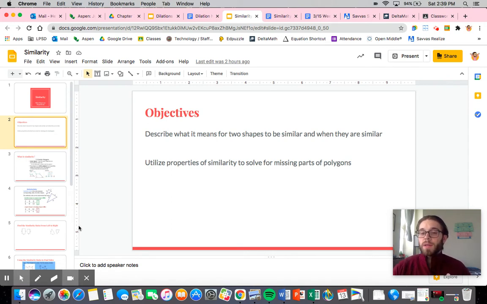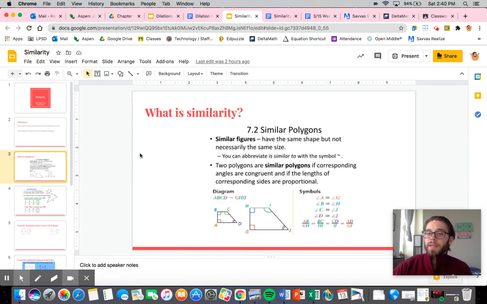And then we're also going to use the properties of similarity to solve for missing parts of polygons. The main polygons that we typically look at in terms of similarity are triangles, but we can apply these concepts largely to all polygons. So to start off, what exactly is similarity? Similar polygons are polygons that have the same shape, but not the same size, right? So congruent, when they're congruent, they're the same shape and size.